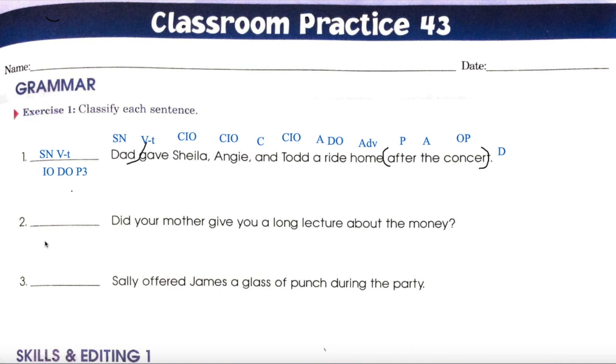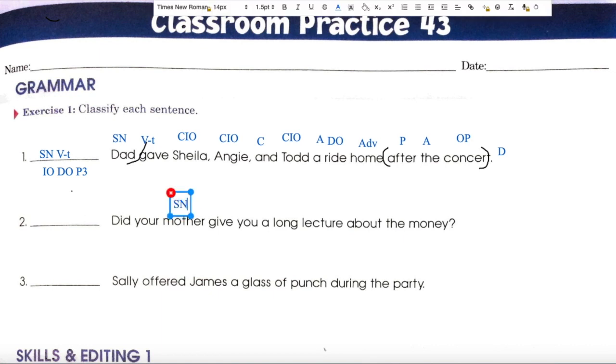Sentence 2. Did your mother give you a long lecture about the money? Who did give you a long lecture about the money? The answer is mother. Mother is the subject noun. What is being said about mother? What did she do? Give. Give is the verb.